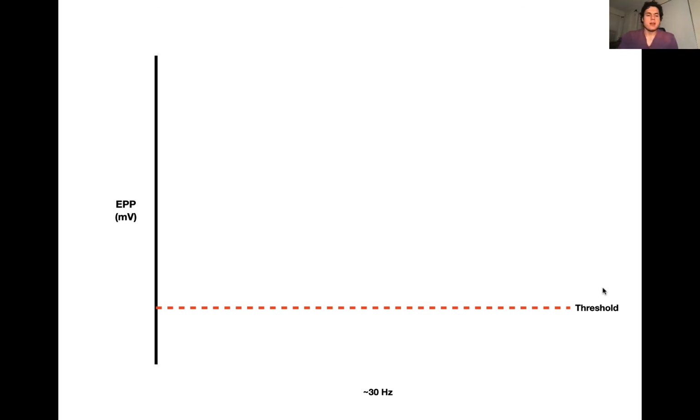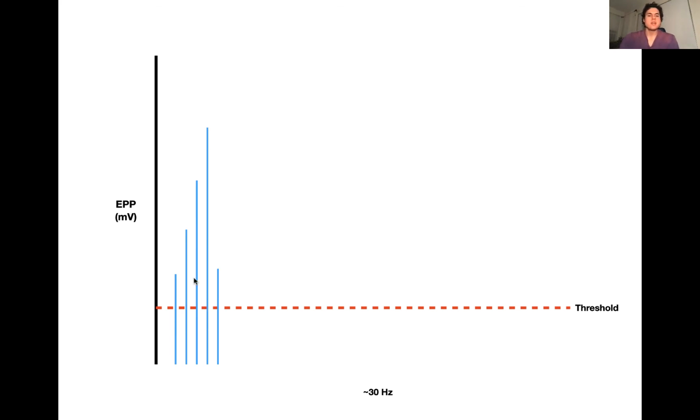So let's stimulate our neuron once. When we stimulate the neuron, what we see is that an EPP, or end plate potential, forms. The end plate potential, as you can see, is a depolarization, as we would expect. So let's stimulate it again. When we stimulate the motor neuron again, what we see is that the second end plate potential is larger than the first. And when we do it again, we see that the third is larger than the second.